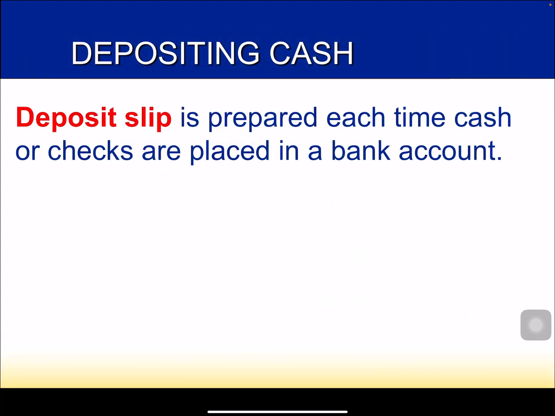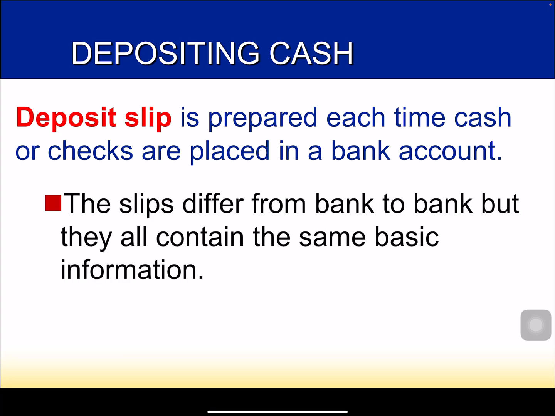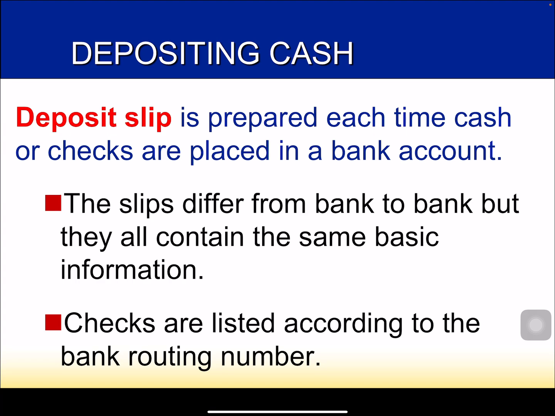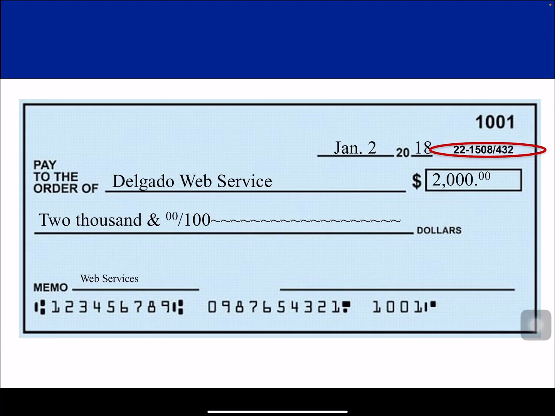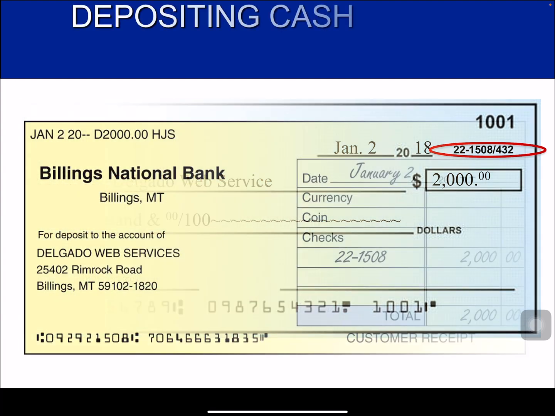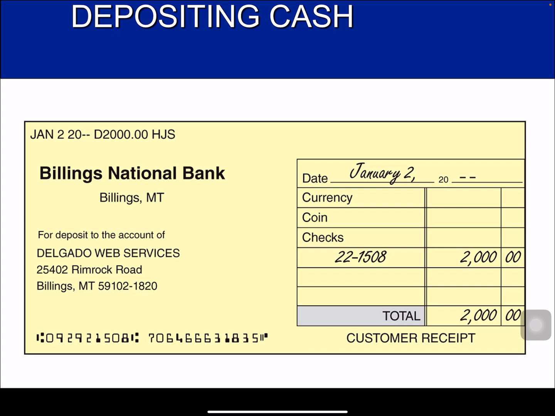A deposit slip is prepared each time checks or cash is placed into the bank account. The slips differ from bank to bank, but they all contain the same basic type of information. Checks are listed according to the bank routing number, and you can see our checks here. What's circled there is a routing number, how the checks get from the business to your bank, and then eventually back to you. Depositing cash, you must fill out a deposit slip here.